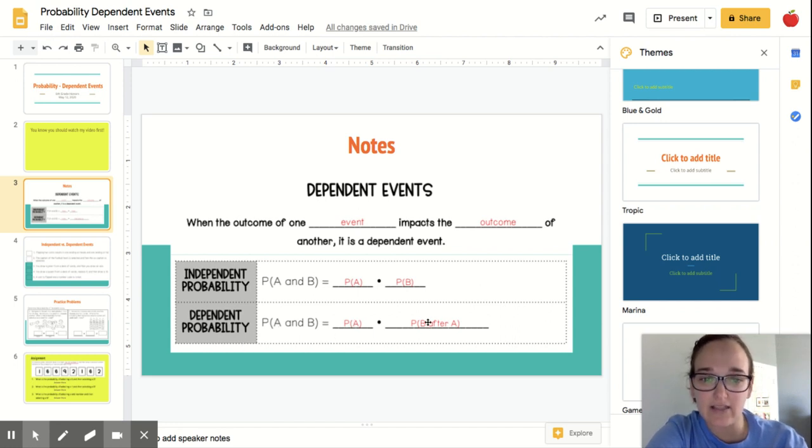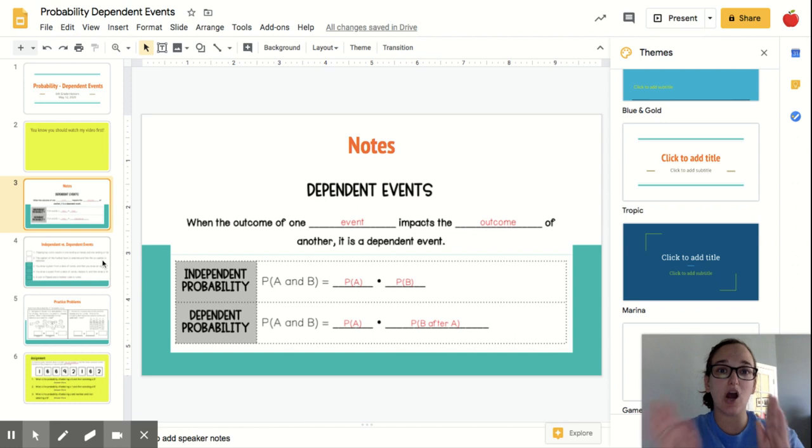The difference is that with a dependent event, your second probability changes. With those cards we were talking about on the last one, the smiley emoji cards, if I drew a heart eyes card and then didn't replace it, and then I wanted to know the probability of drawing an angry face, my probability would change because now there's only 7 cards instead of 8. So that is a dependent event. The second thing depends on what happens in the first event.